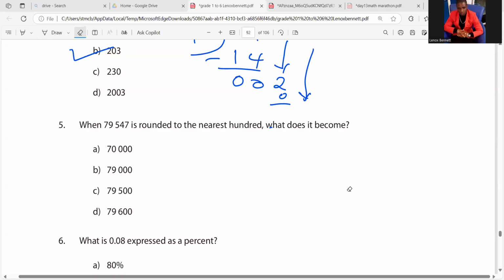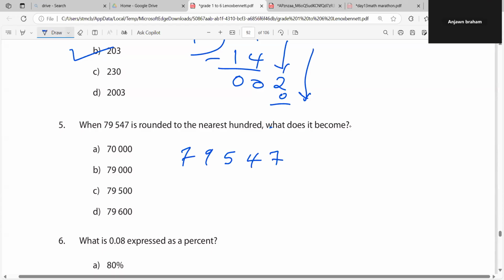Andron, go ahead. Yes, sir. So, sir, to round to the nearest 100, you look at the digit to the right of it, which if it's 5 or larger, you add 1 to the hundreds place. And if it's less than 5, you put zeros. So, sir, when you look at it, it's 4, so it's less than 5. So it would be 79,500.